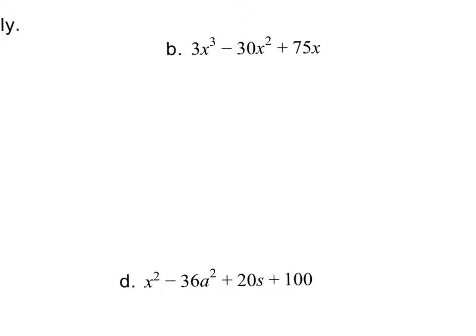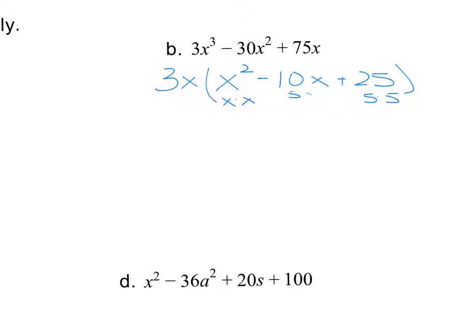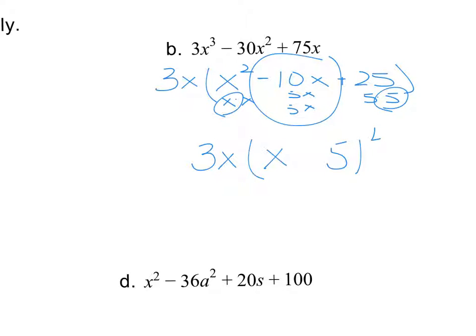Looking at B, I can see that all of these numbers are divisible by 3, and they all also have an x. So if I remove 3x, I have x squared minus 10x plus 25. Again, this one also might be a perfect square trinomial. So let's check. x times x and 5 times 5. 5x with 5x definitely gives me 10x. Another perfect square. I take 1 and 1, and my sign comes down.